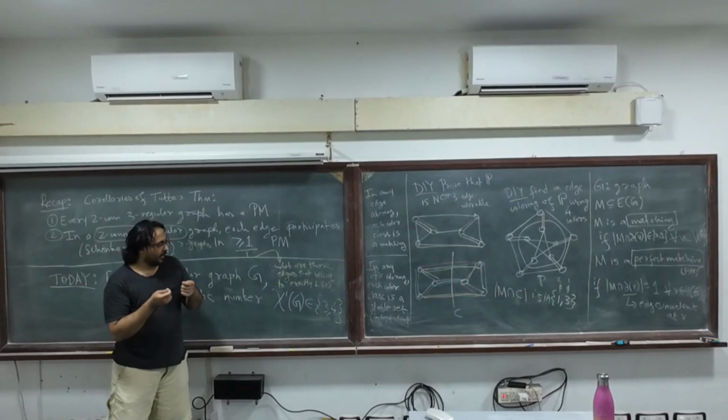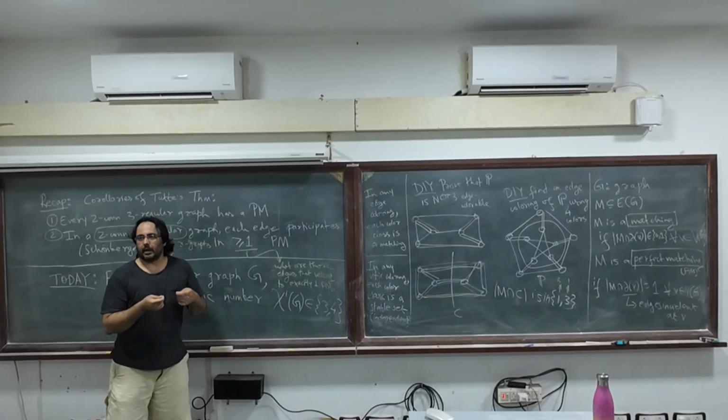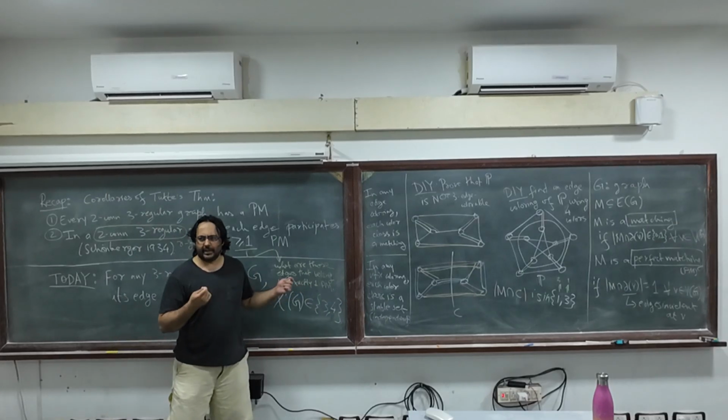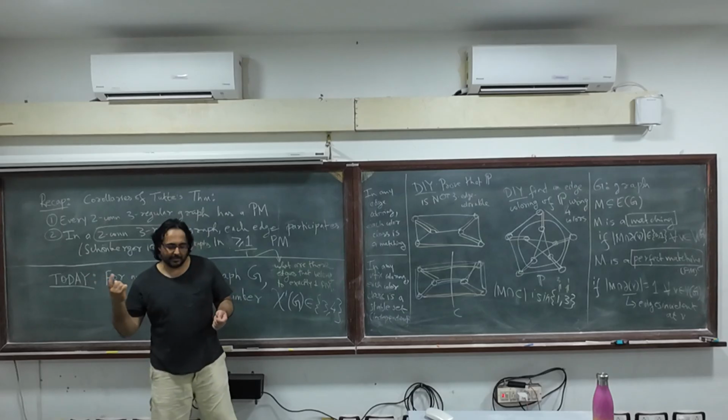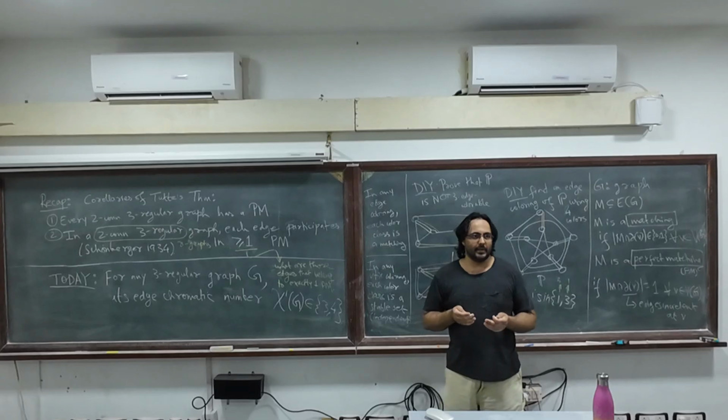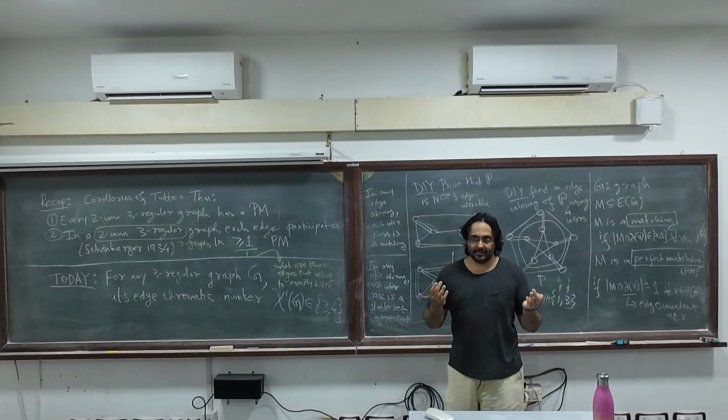So you can ask for bounds. Is there an upper bound or a lower bound on the number of such edges? We call such edges solitary edges because they belong to exactly one perfect matching. It turns out for two connected three regular graphs, the upper bound is n by 2, where n is the number of vertices. So if your graph has 100 vertices, there are no more than 50 solitary edges.